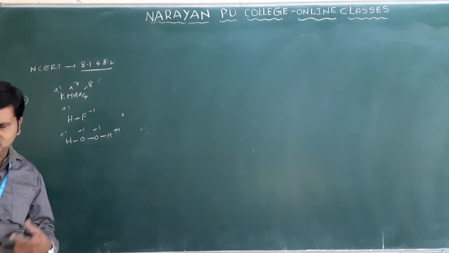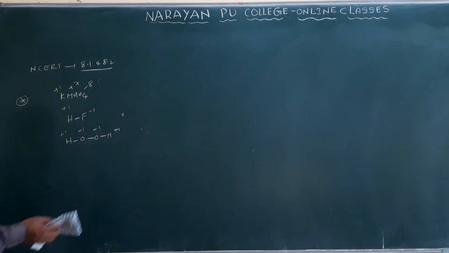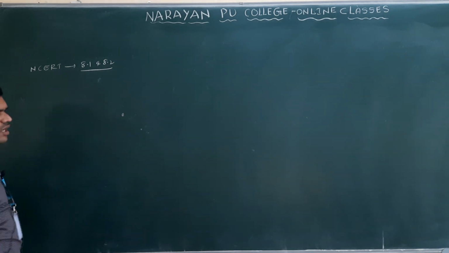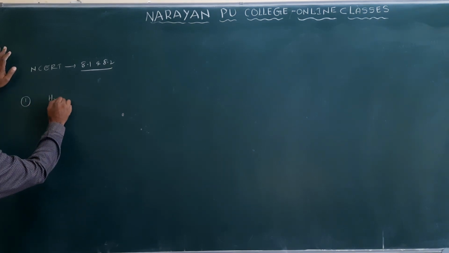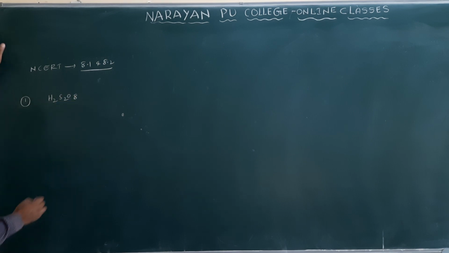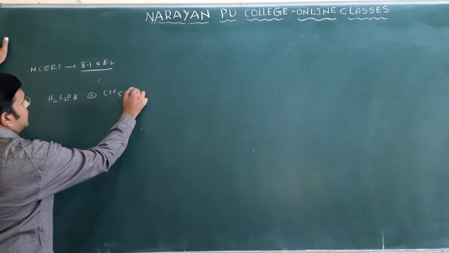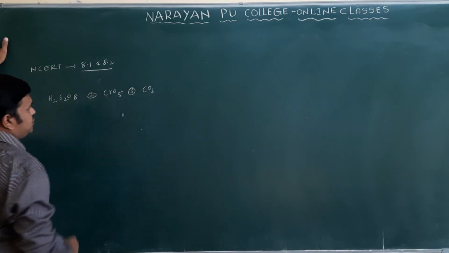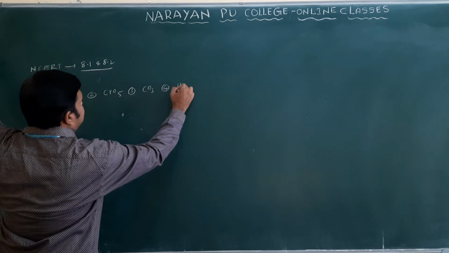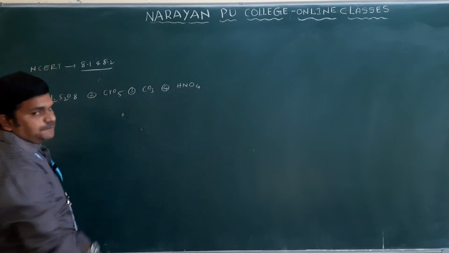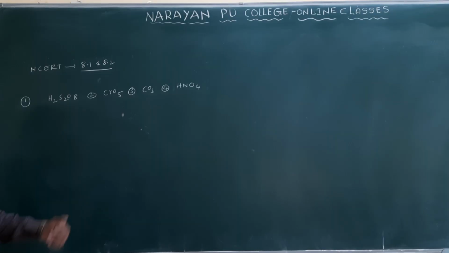Now we will see some exceptional cases in finding oxidation number, particularly in the case of peroxides. Let us see one example. I will write here H2S2O8, and one more, CrO5, and one more, CO3, and one more, HNO4. So let us see this example.